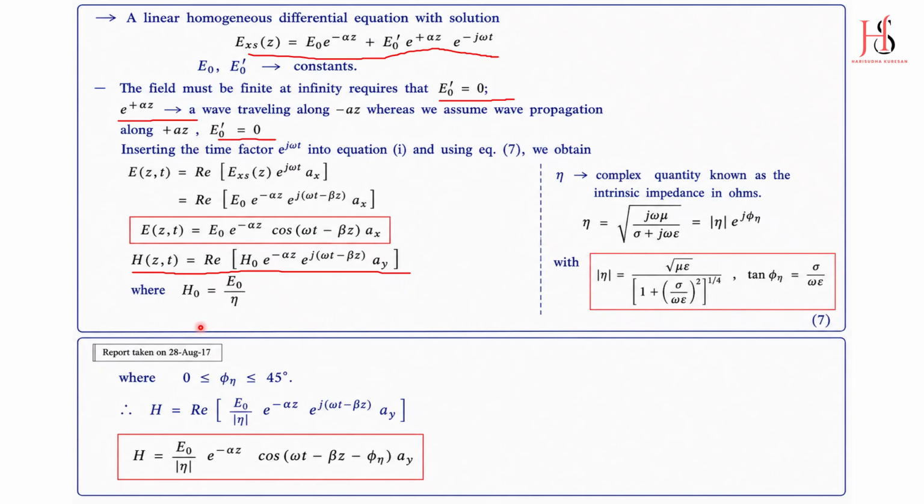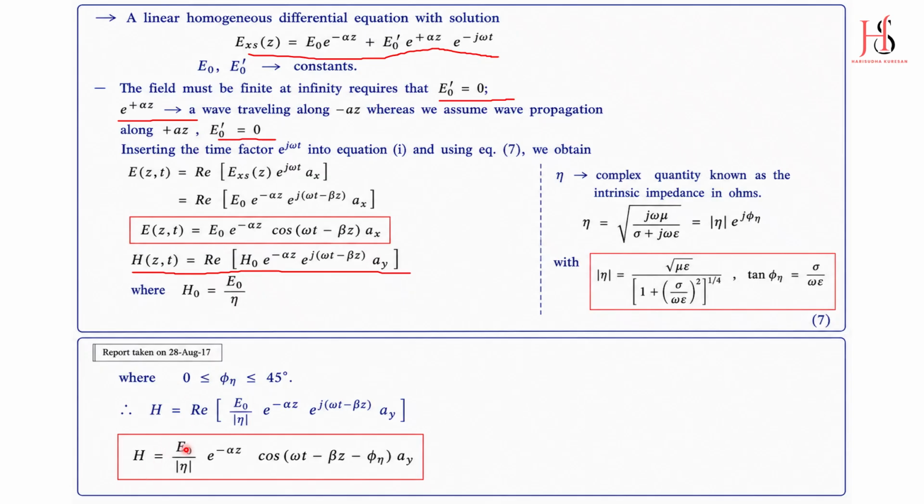where H naught is nothing but E naught divided by eta. Eta is the intrinsic impedance, a complex quantity. Eta can also be written as the square root of j omega mu divided by sigma plus j omega epsilon. So here phi lies between 0 to 45 degrees.